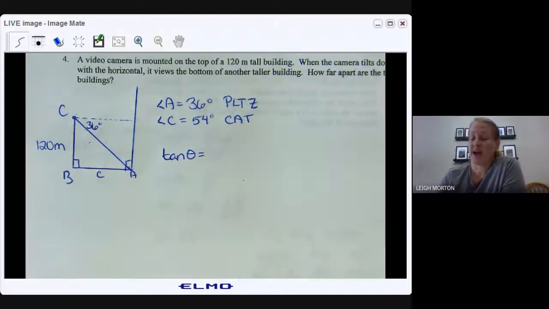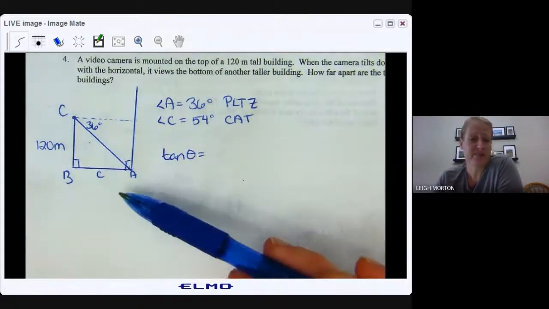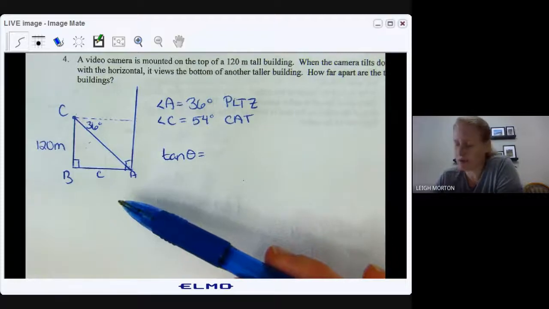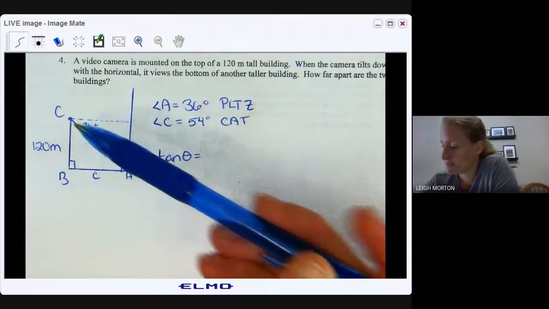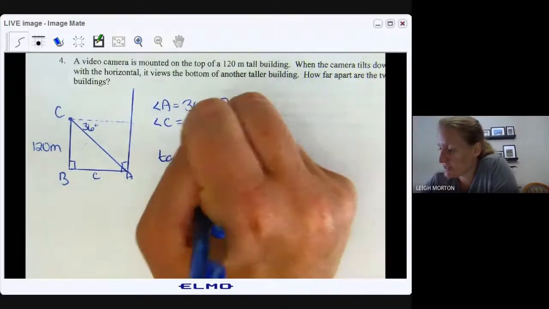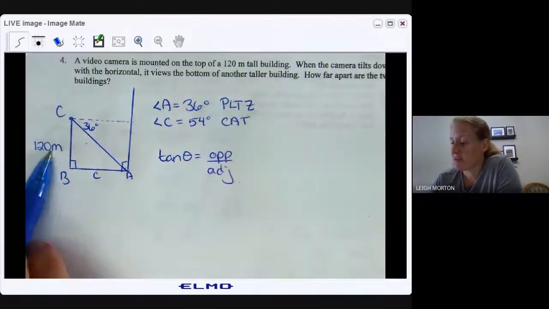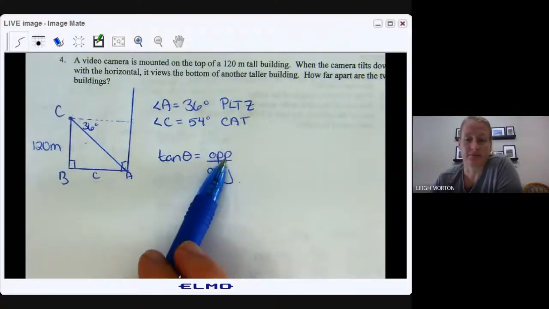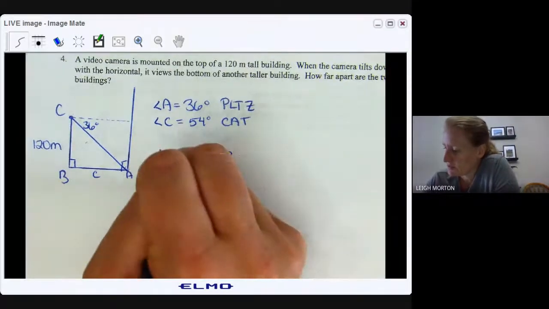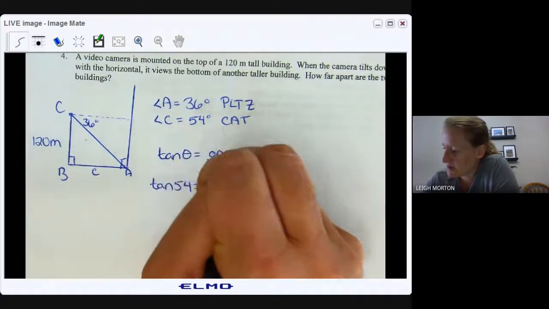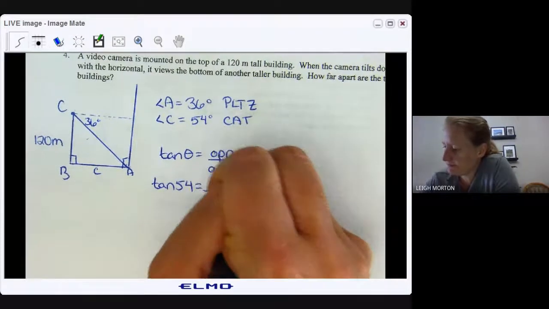Now, if I were looking ahead and trying to save myself some work, because work's smart, not hard, right? I'm going to use angle C because that's going to give me opposite over adjacent, which means my unknown is on the numerator, which makes it easier to rearrange. It's just one simple multiplication. Doesn't mean the other way is wrong. Doesn't mean it's that much harder. I'm going to save myself a step. So I have tan 54 equals C over 120.